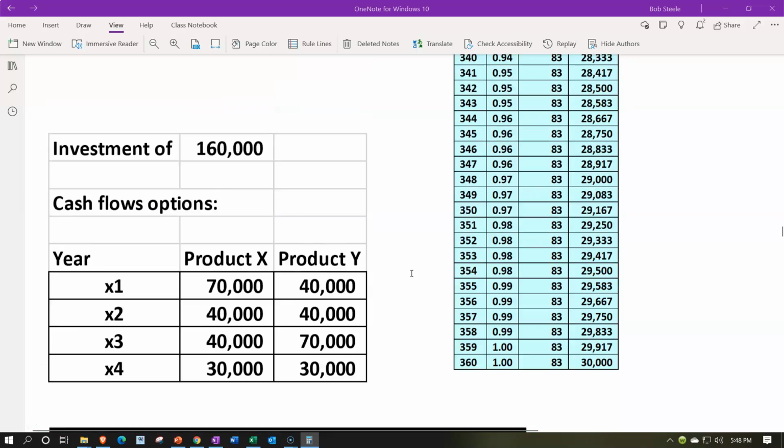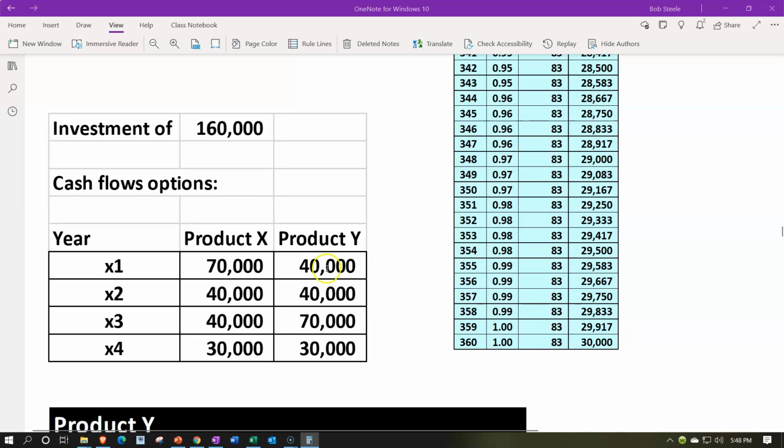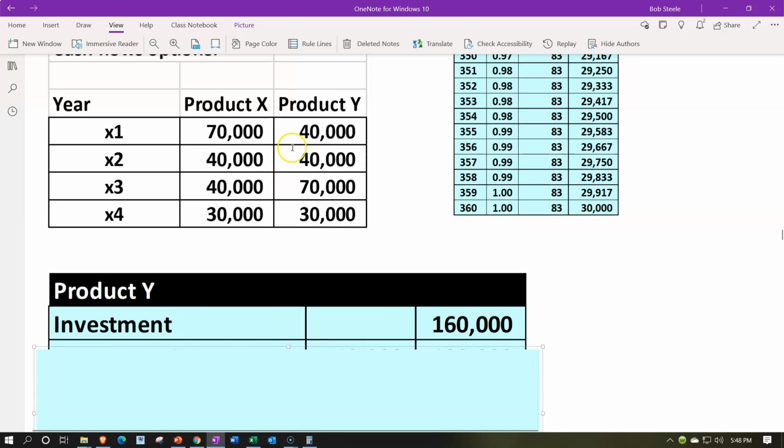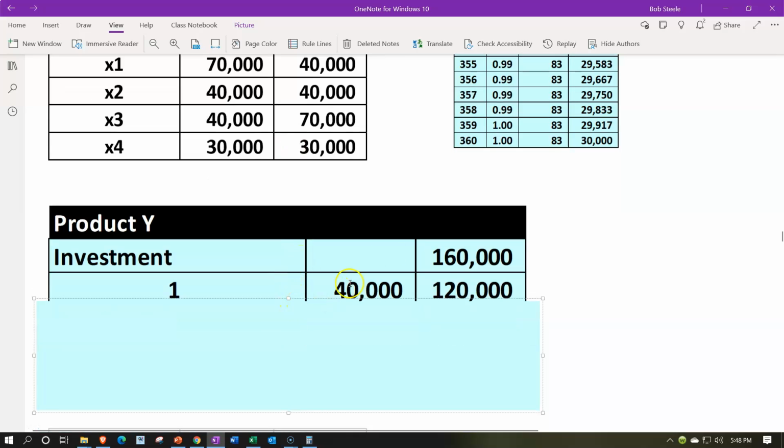Why? Because that's what we're doing here. So we got the 40, 40, 70, 30. Same thing. Same 160. That's our initial investment. We're going to get paid back in year 1, 40,000. So we're going to set up our table here with our 3 columns and say, all right, year 1, 40,000.